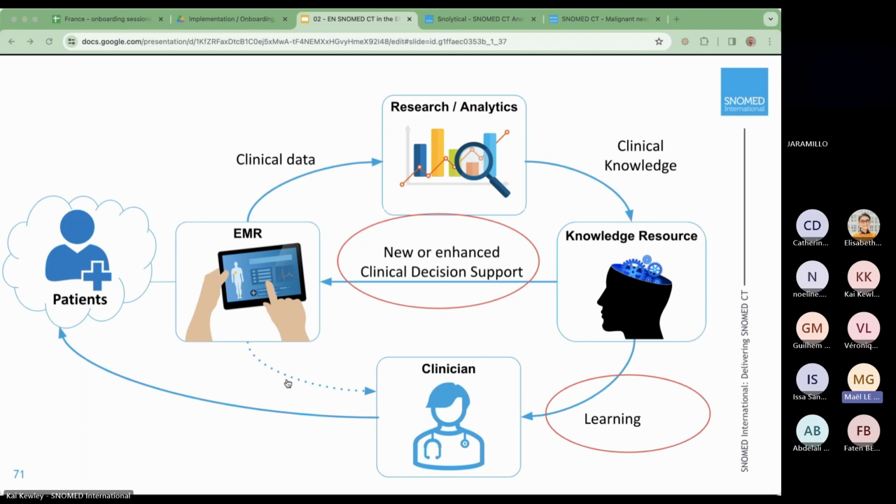So new knowledge gained through analytics and research can be fed back into the start of the cycle. We can provide new knowledge to clinicians and nurses, and they're always learning. We can also use the new knowledge that's gained to enhance the clinical decision support systems that supports all the healthcare staff.